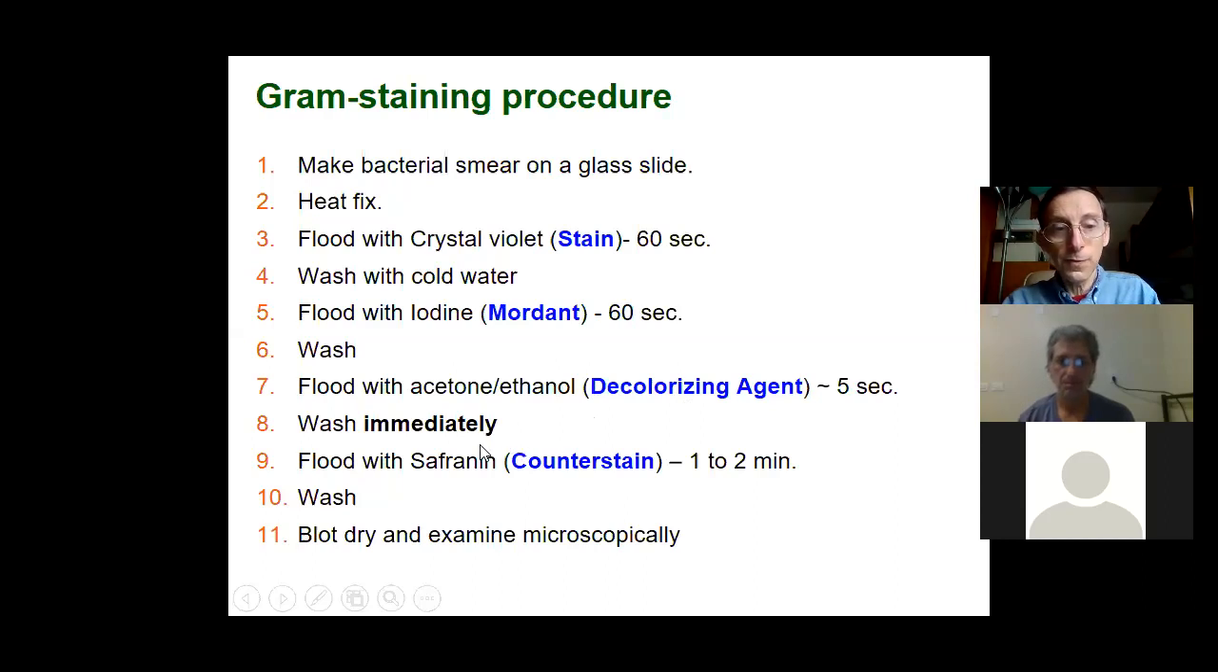You then wash immediately with cold water to stop the acetone and ethanol from pulling out the crystal violet and iodine when it shouldn't be pulled out of the cells. Is that clear?